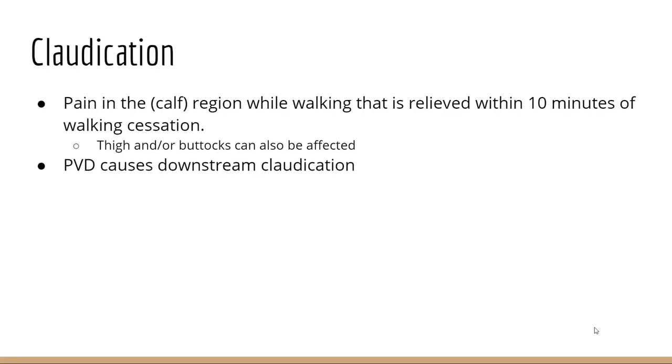The general rule being that the stenosis will cause downstream claudication. So calf pain, typically we'll find patients with stenosis in the fempop arteries, buttock pain with the aortoiliac arteries, and foot pain with the tibial arteries.